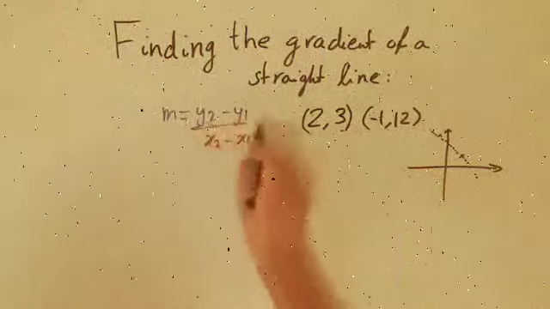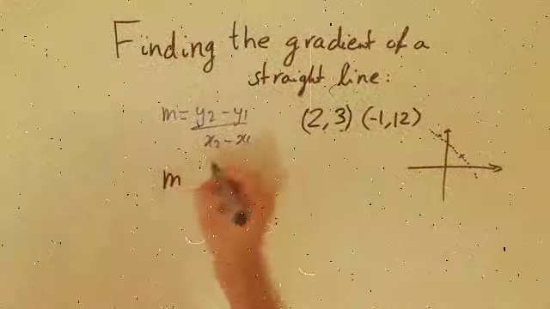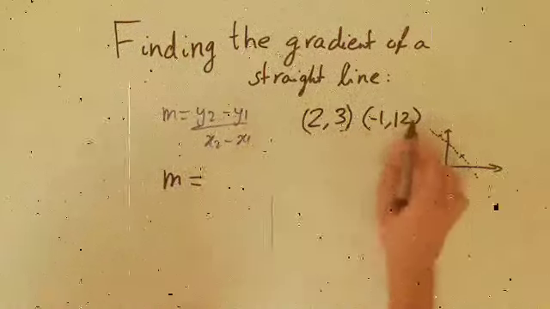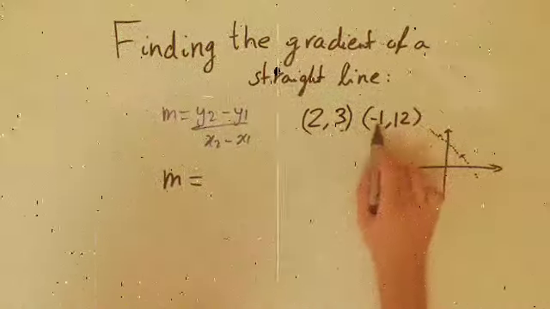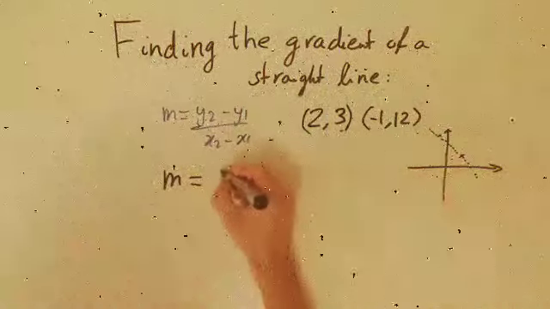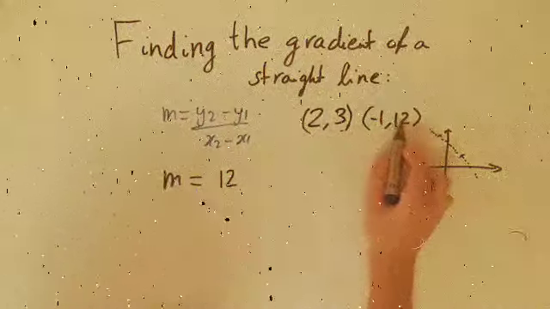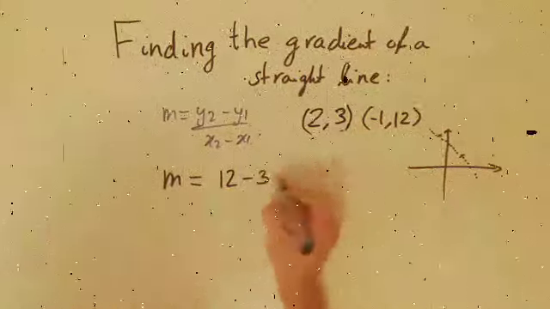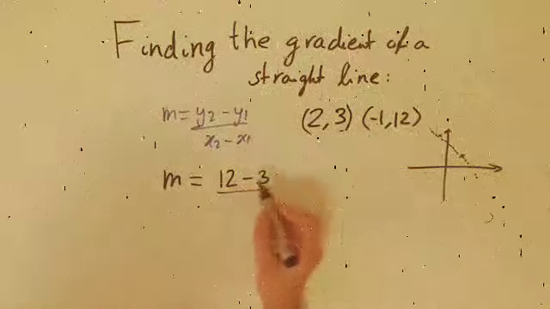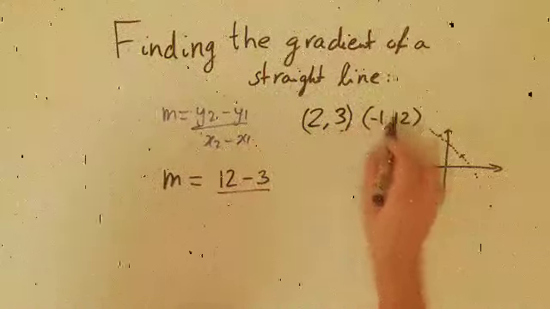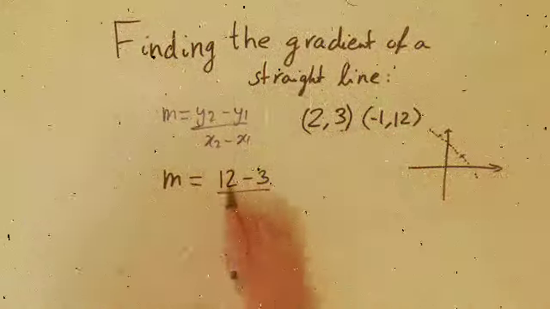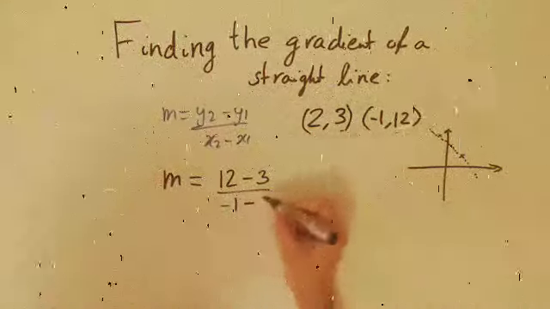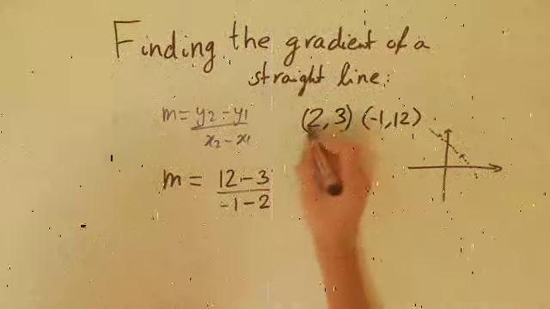And we're going to use this formula right here. So the gradient is given by y2. Now it doesn't matter which one you pick first. Let's do this one as x2 and y2. So 12, that's the y component here, minus the y component in the other point. So minus 3. And then we divide this by the x component in the coordinate that's corresponding to 12. So minus 1 subtracted by minus 2. That's the other x coordinate.